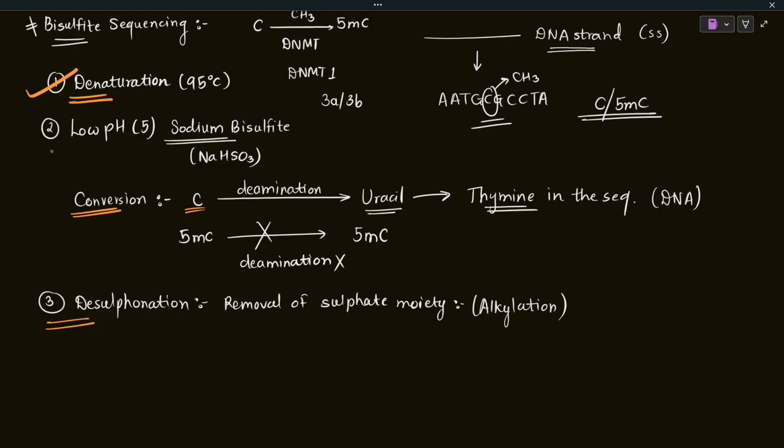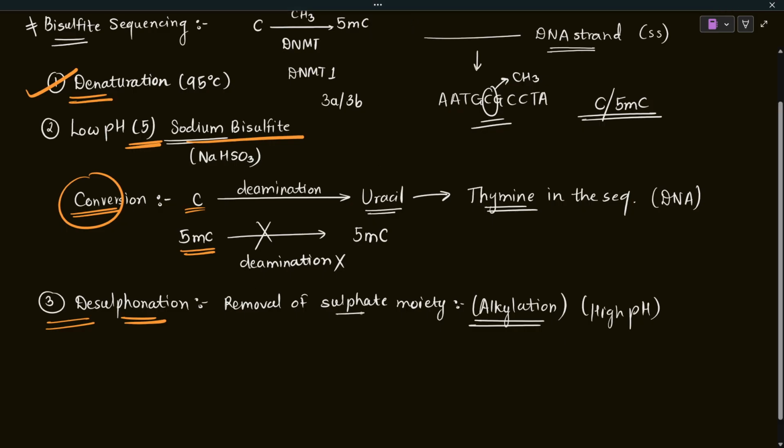First we do denaturation of DNA, then at low pH we add sodium bisulfite, which results in conversion of cytosine to uracil, while it has no effect on 5-methyl cytosine. Okay, and the third step of this reaction is desulfonation. This desulfonation is done at high pH. Okay, so high pH means basic pH. So that is why it's also known as alkylation.